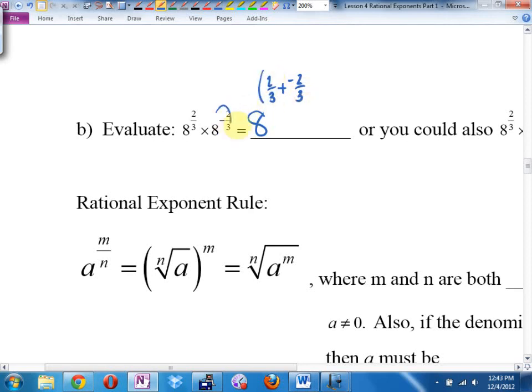Yes? Because there's a negative right there. Hey, what do you think 2/3 plus negative 2/3 is in your head? Too slow. What's 5 plus negative 5? What's 1 plus negative 1? What's 10 plus negative 10? What's anything plus negative itself? What's 2/3 plus negative 2/3? And what's anything to the 0 power?